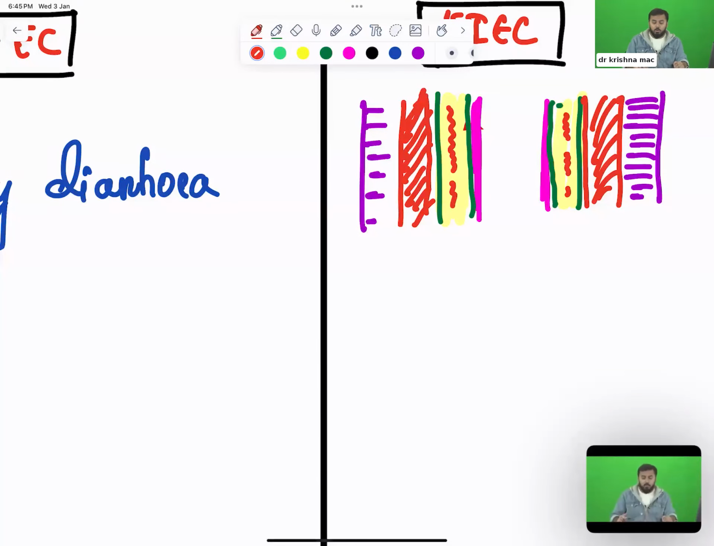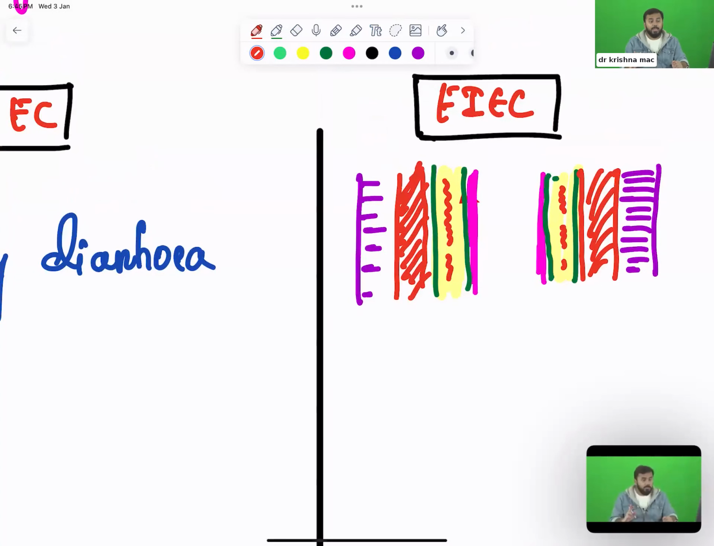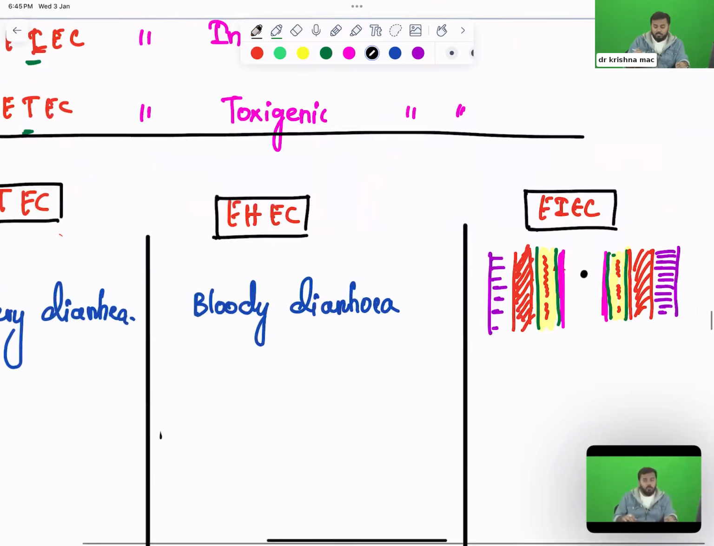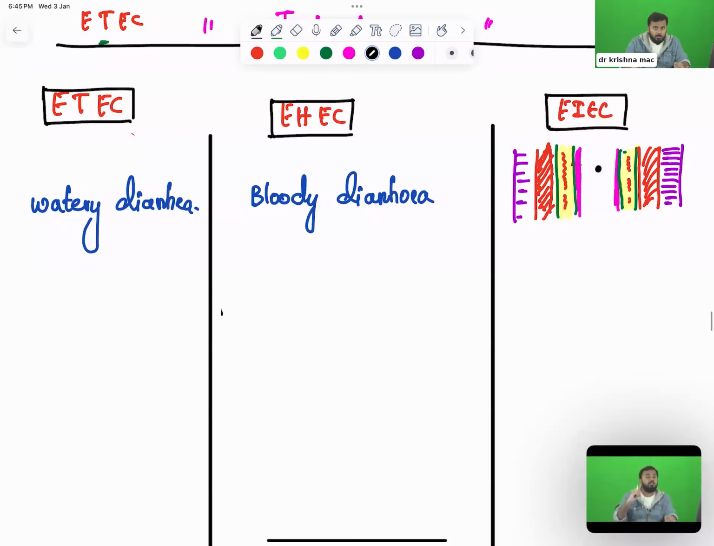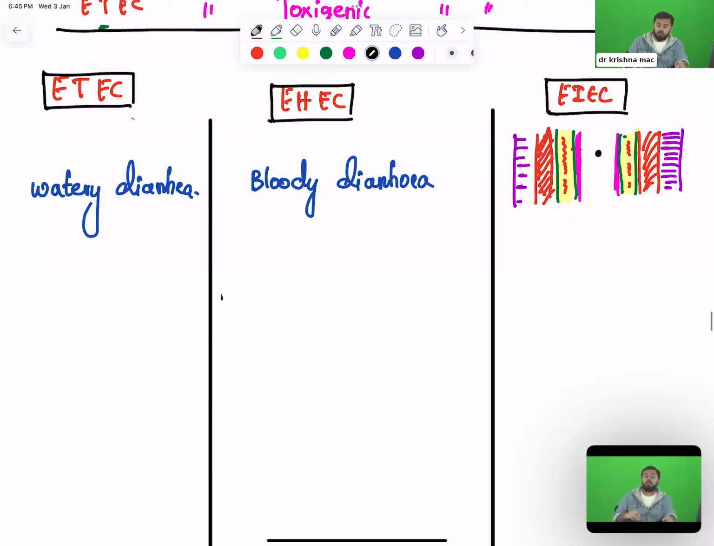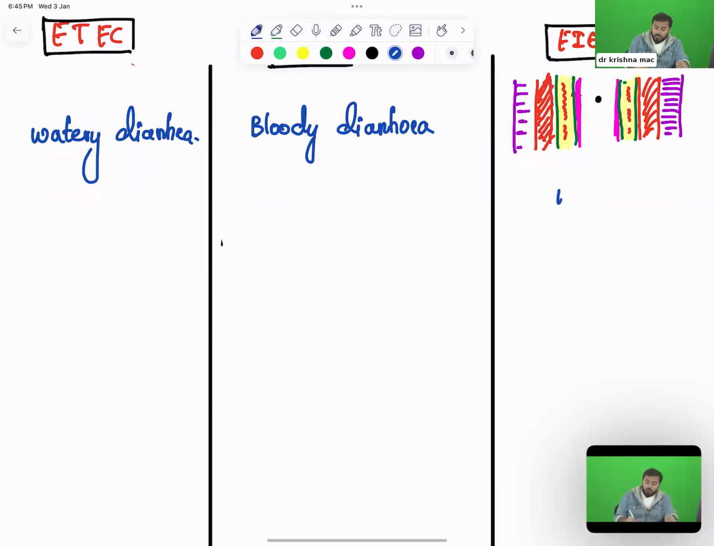Now, what do you mean by entero-invasive? Entero-invasive means this bacteria which is present over here will start invading your body wall. First, what will it invade? It will invade the serosa. When it invades the serosa, what kind of diarrhea is it going to cause? Watery diarrhea.